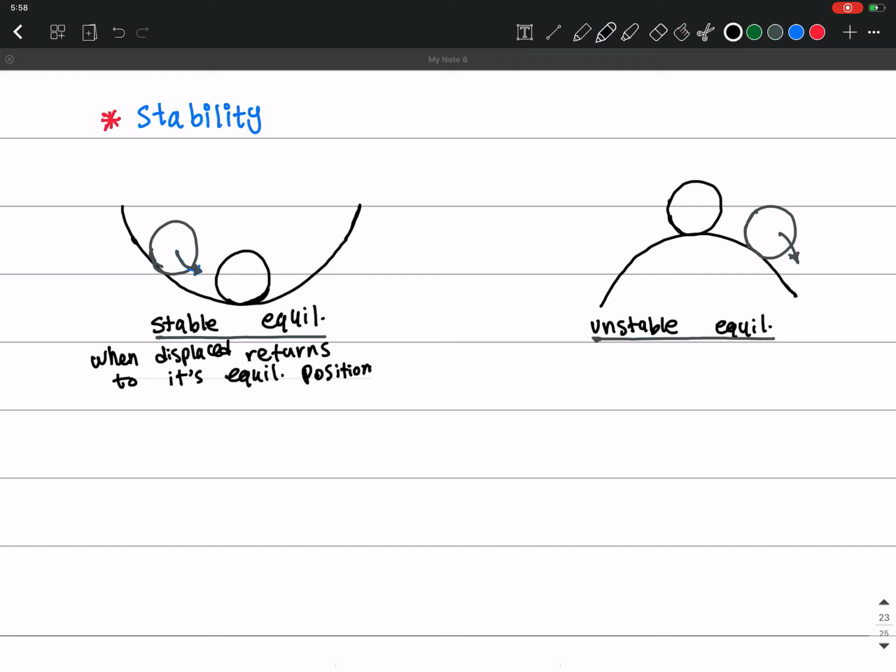What does that mean? It means that when displaced, it moves to a new equilibrium position. So it doesn't return to its original equilibrium position, and it will go to a new equilibrium position. For example, if you have something like this, and then move it a little bit to the right, it can go and get to a new equilibrium position here. Okay, so that is what we call an unstable equilibrium. Okay, we have the same concept in fluids, in immersed bodies inside a fluid. Okay, so let's look at that.